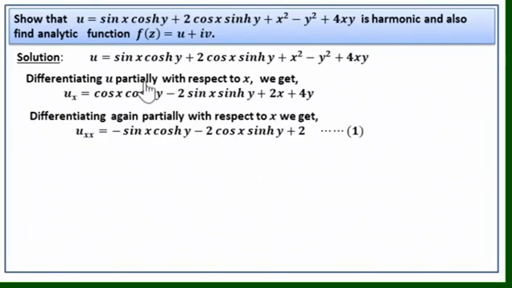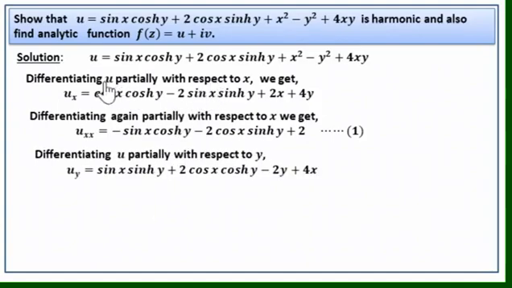Next to find the partial derivative Uy, or dou U by dou y, differentiate with respect to y keeping x constant. Sin x kept as it is, derivative of cos hy is sin hy, and in the second term keep 2 cos x constant, derivative of sin hy is cos hy, and then the derivative of x square will be 0 with respect to y, keeping x constant. Next term minus 2y plus 4x.